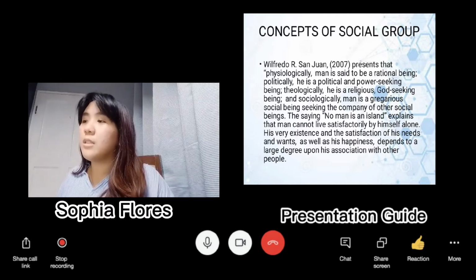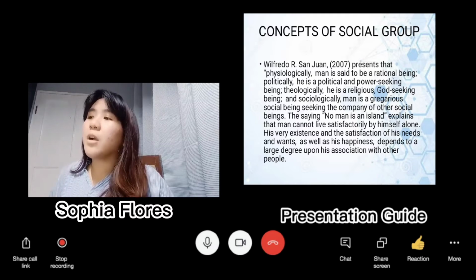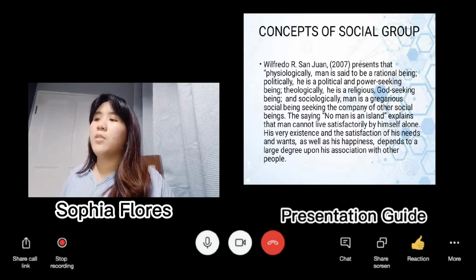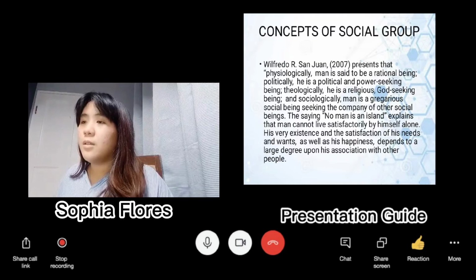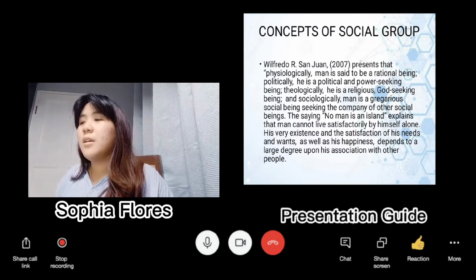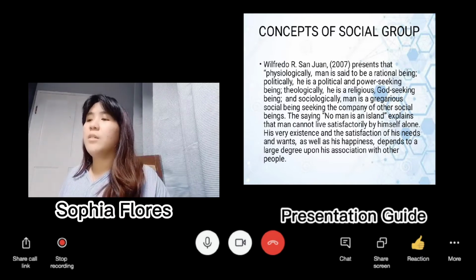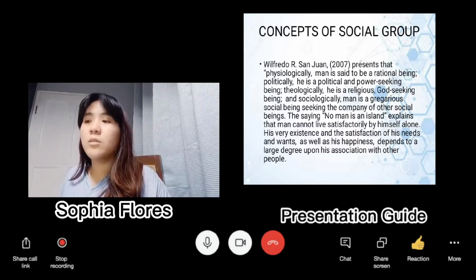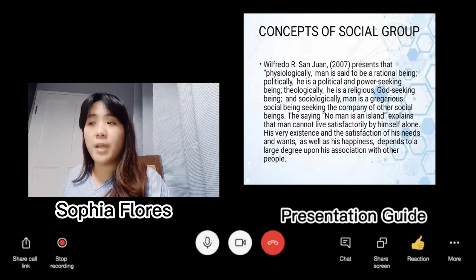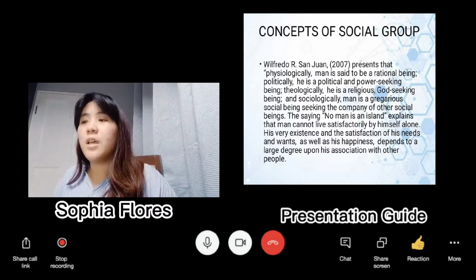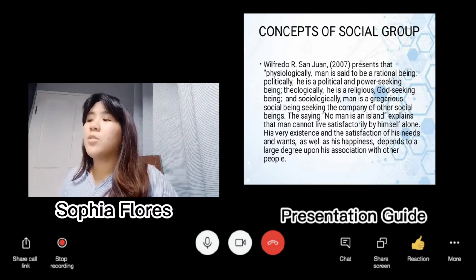And sociologically, man is gregarious, or in simpler terms sociable, a social being seeking the company of other social beings. The saying "No man is an island" explains that man cannot live satisfactorily by himself alone, which means you can't be satisfied if you're doing things alone or without a companion, and his very existence and the satisfaction of his needs and wants, as well as his happiness, depends to a large degree upon his association with other people.